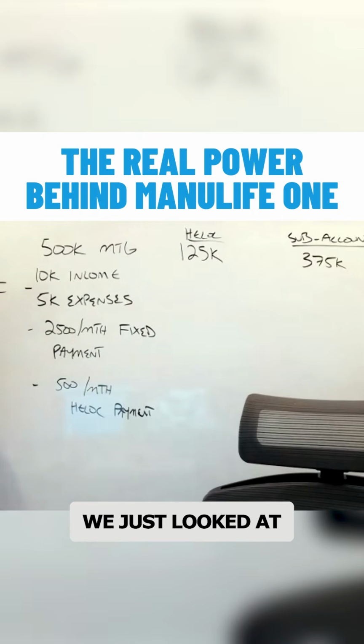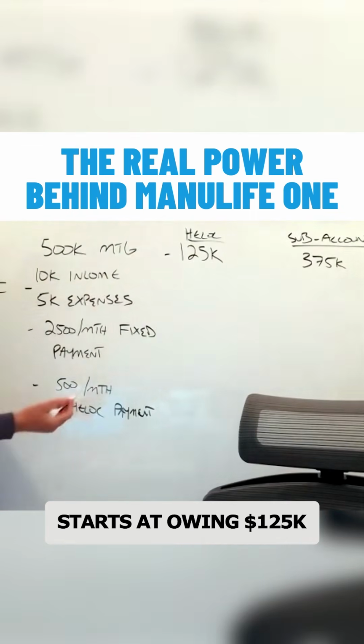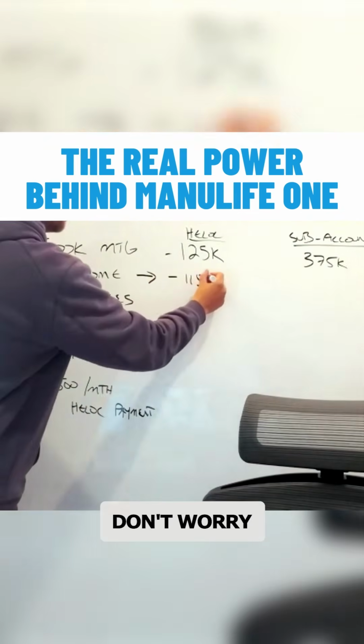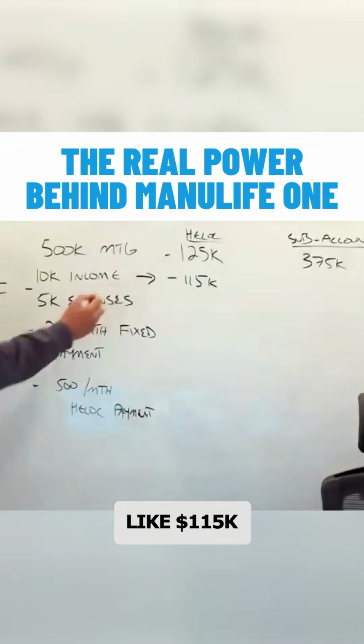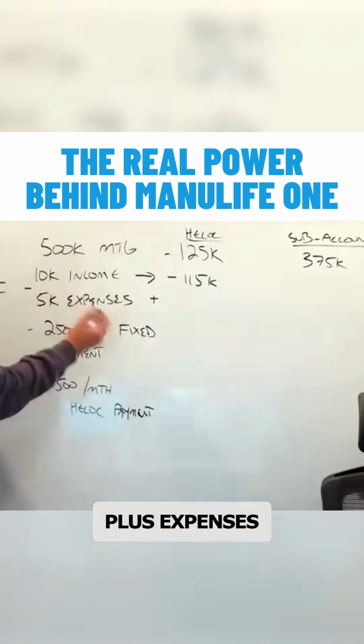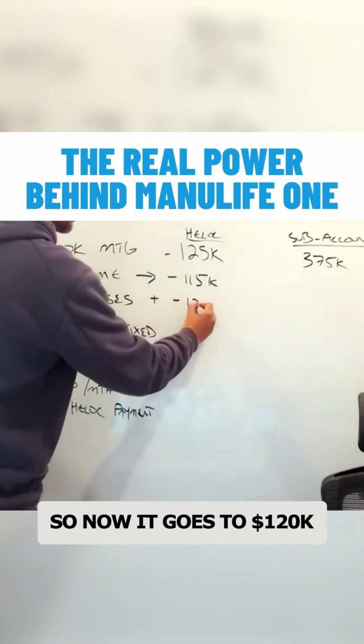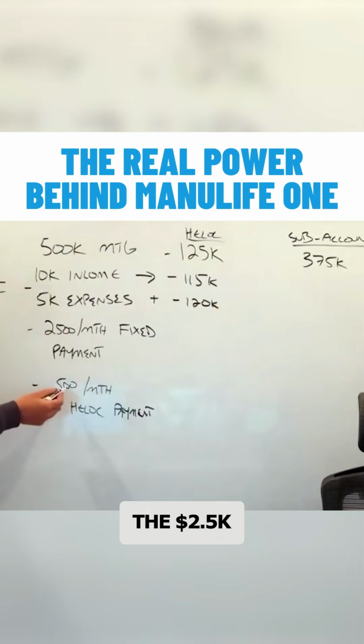This is the scenario we just looked at. The HELOC starts at owing 125. The income comes in. Don't worry about the 30-day thing, we're not doing that, I'm just showing you what this looks like. 115. Then we have to plus expenses, we're pulling that back out. So now it goes to 120, right? And then we have the 25 plus the 300.